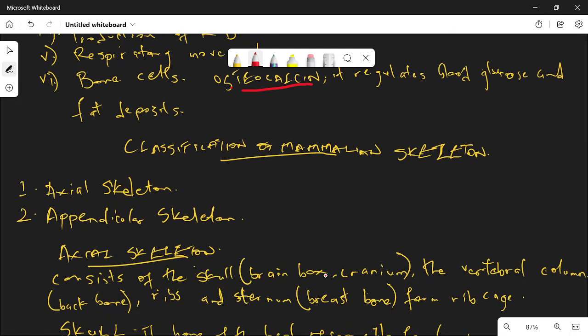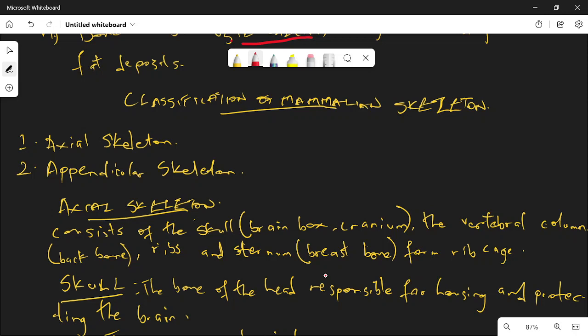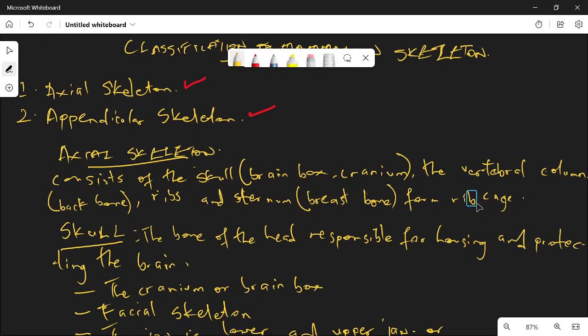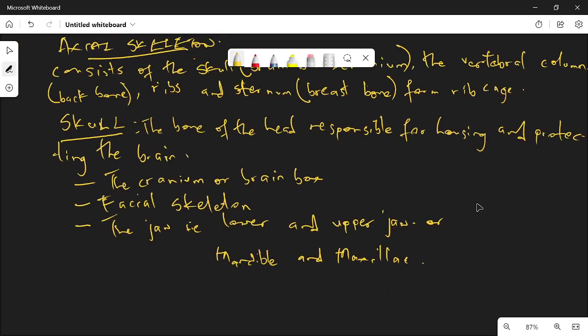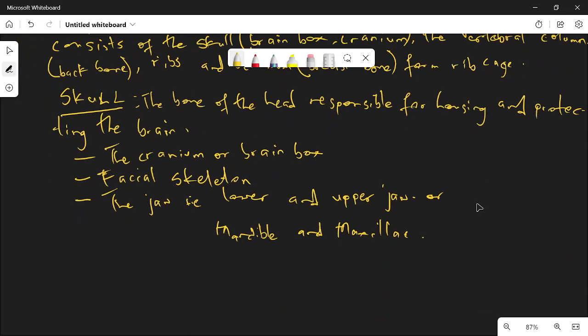So that took us to talk about classification of mammalian skeleton. That is what we are discussing today. And I said it is divided into two. We have the axial skeleton, as well as the appendicular skeleton. So we started talking about the axial skeleton. We said the axial skeleton is the type of skeleton that consists of the skull, the vertebral column, the ribs, the sternum that forms the rib cage. And so we started talking about the skull.